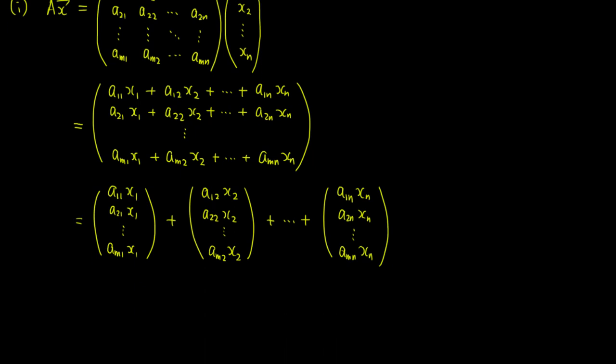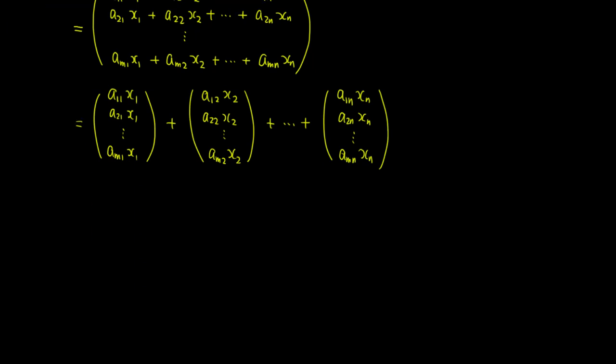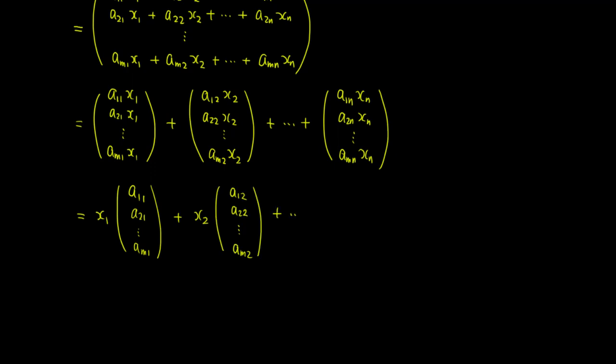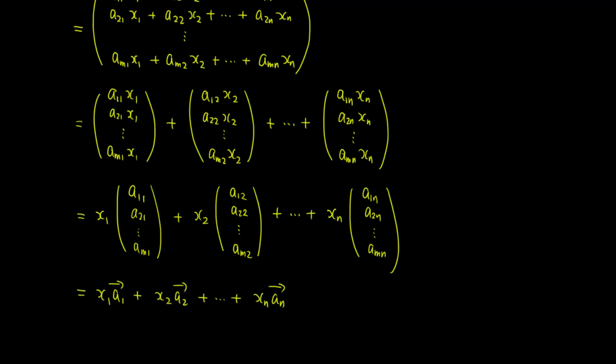We observe that in the first vector, we have a common scalar multiple x1, so we can take it out. Similarly, we can take out x2 in the second vector, and so on. So we have x1 times the vector A11, A21 up to AM1, plus x2 times the vector A12, A22 up to AM2, plus all the way to xn times the vector A1n, A2n up to AMn. Since each vector is a column of A, this is equal to x1 times A1 plus x2 times A2 plus all the way to xn times An.